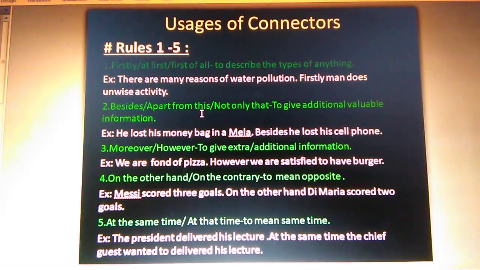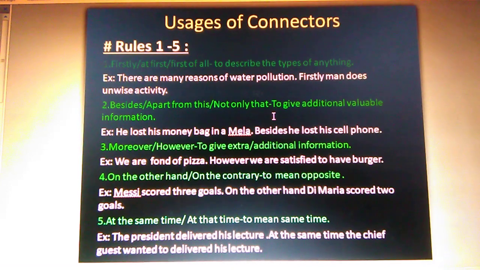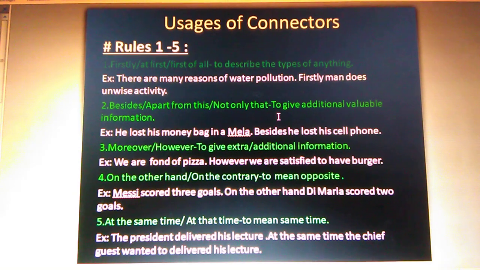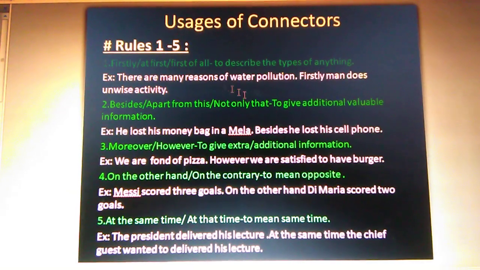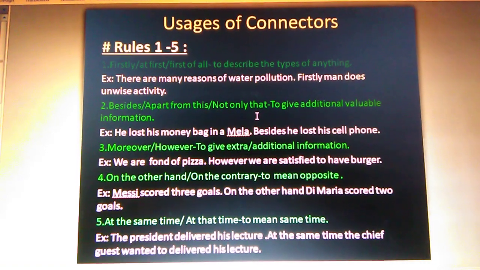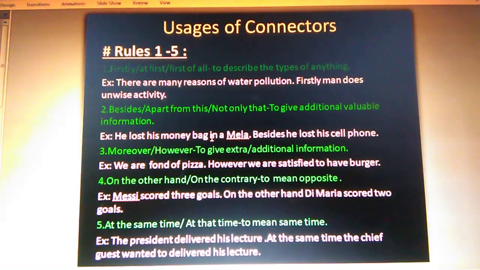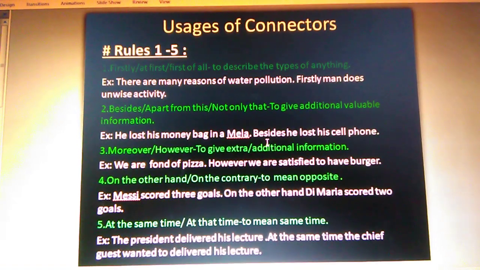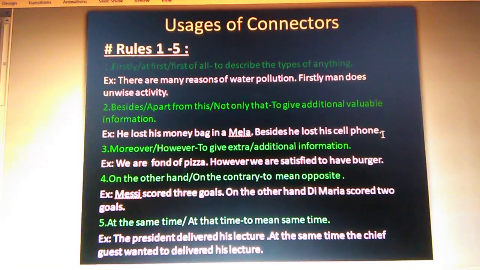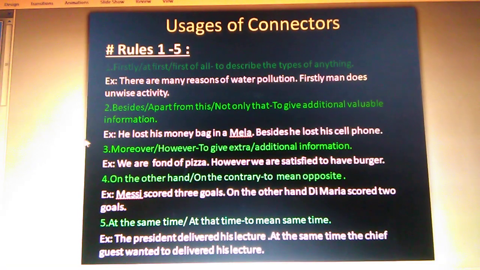Besides, apart from this, not only that: these connectors are used to give additional valuable information. All of these are synonymous. So let's go for the example. He lost his money bag in a mela. Besides, he lost his cell phone. So I'm giving here the importance, giving the additional information.